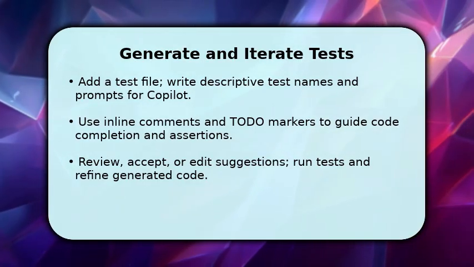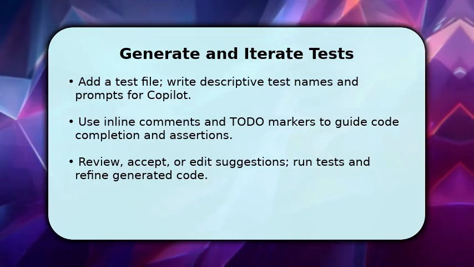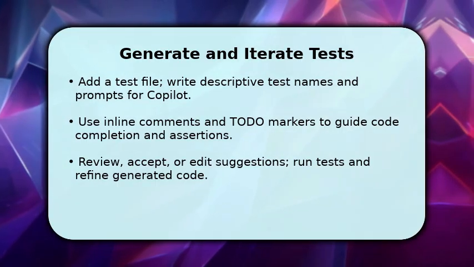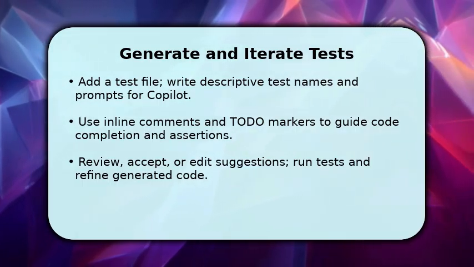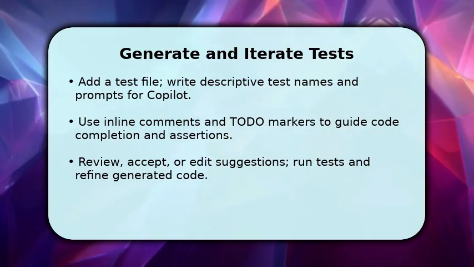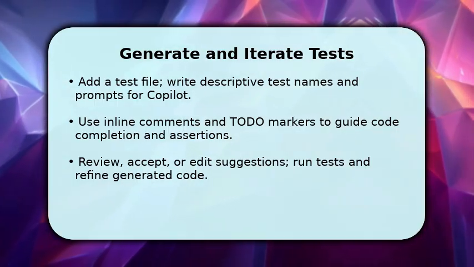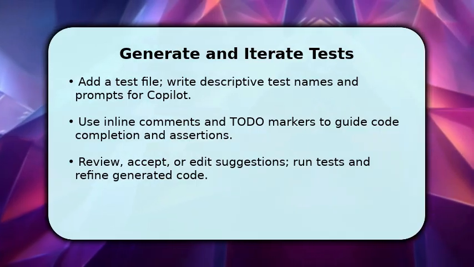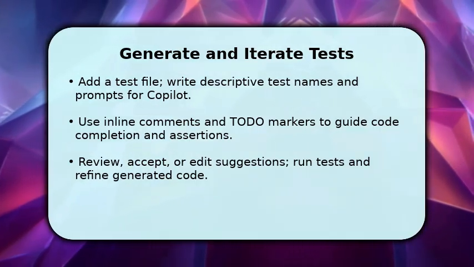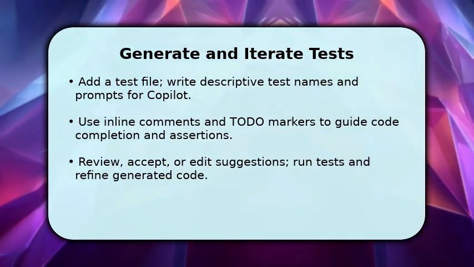Copilot uses that prompt. Use inline comments and to-do markers to direct specific interactions, selectors, and assertions. Accept or edit suggestions selectively, then run the test suite to surface failures. When a test fails, update assertions or selectors and rerun. Iteratively refine prompts and examples so Copilot learns the style and provides better suggestions.